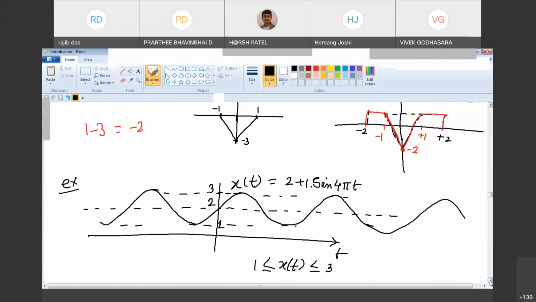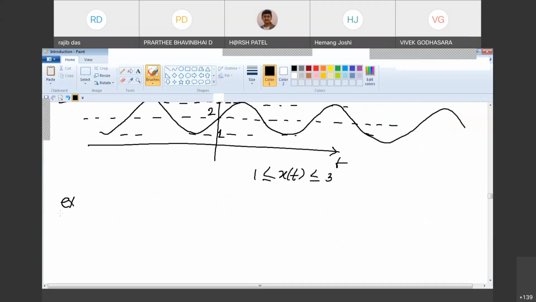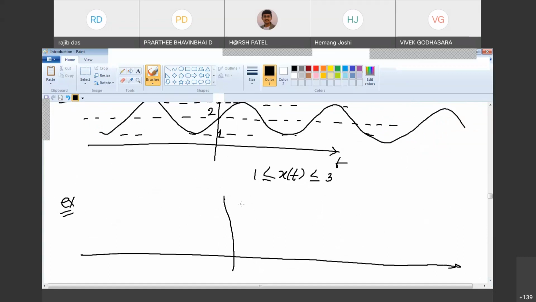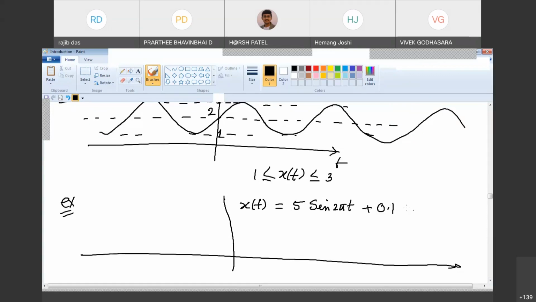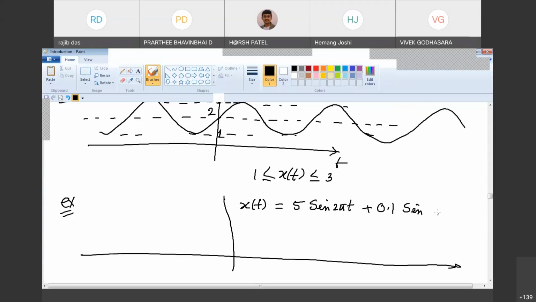Now, if I want to add two signals, suppose x of t equals 5 sine 2 pi t plus 0.1 sine 10 pi t. Sine also I'm considering. So can you draw this composite signal?